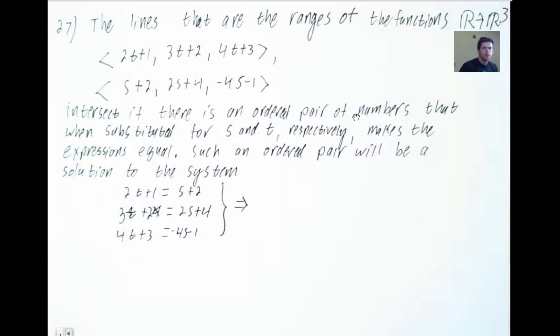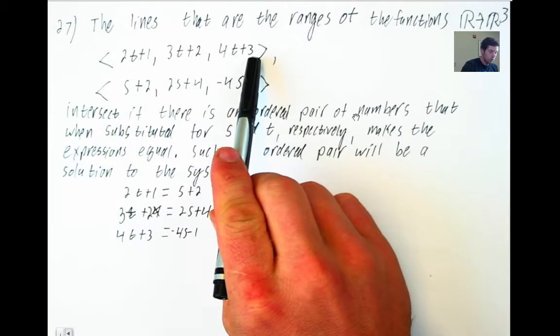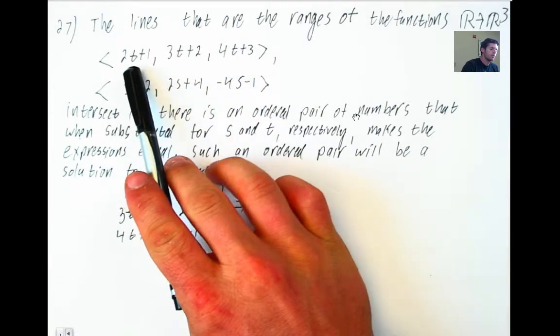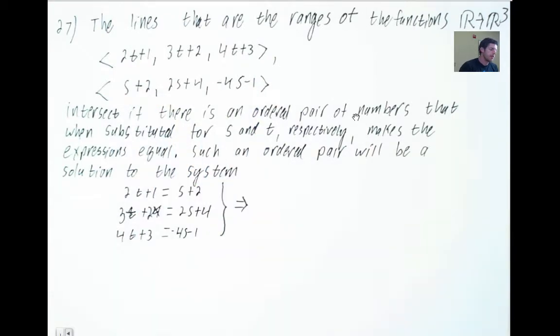Okay, in 27, the first thing I'm meant to do is find a point at which two lines intersect, if indeed they do intersect. So let me go through how I think about that. Two lines that are the ranges of these two functions from the real numbers to R3. Notice that I've used a different independent variable, t and s, for both of them. Even if they were given to me as both t's, I would change one to s and the other to t.